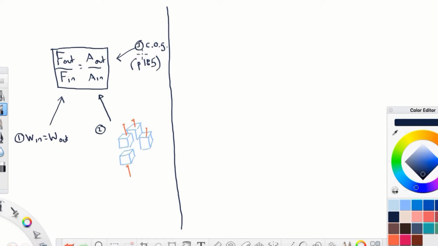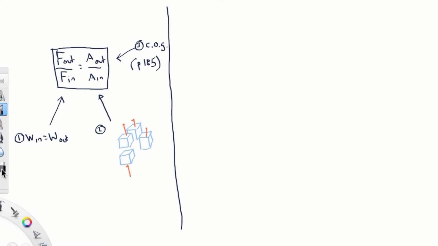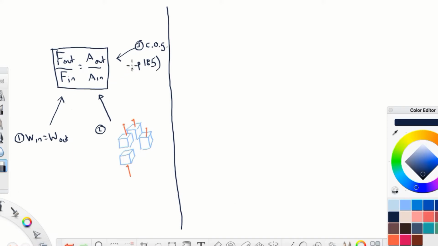Here, let me see if I can find the specific reference. I guess I take it back. This is not on page 185. Let me erase that. Where is this located? This can be found on page 181.